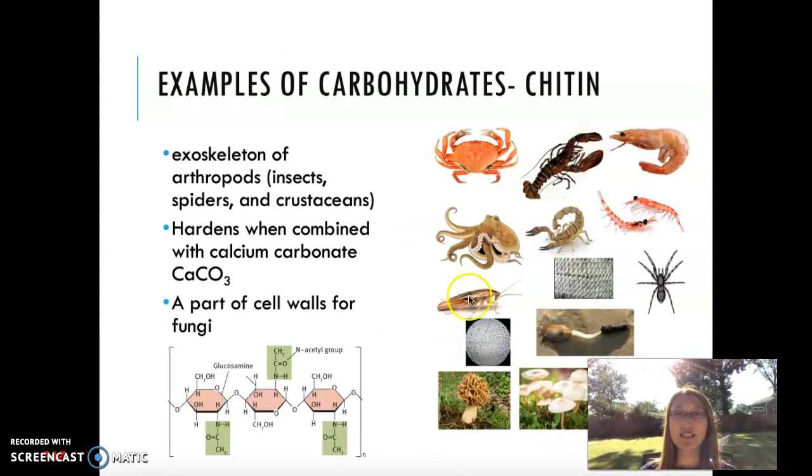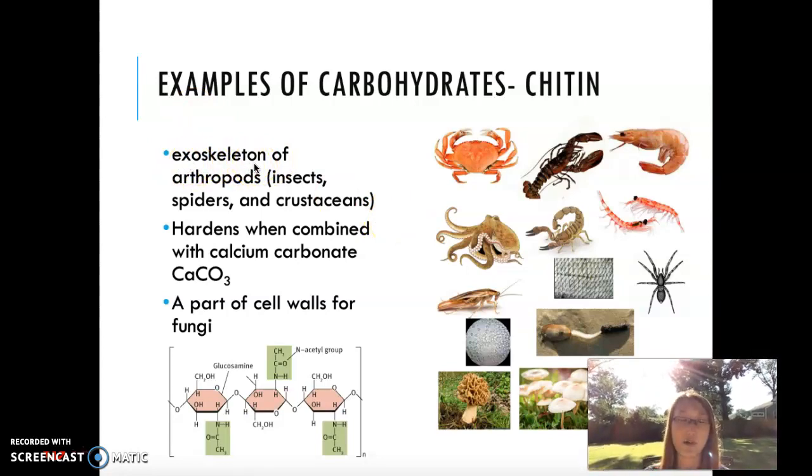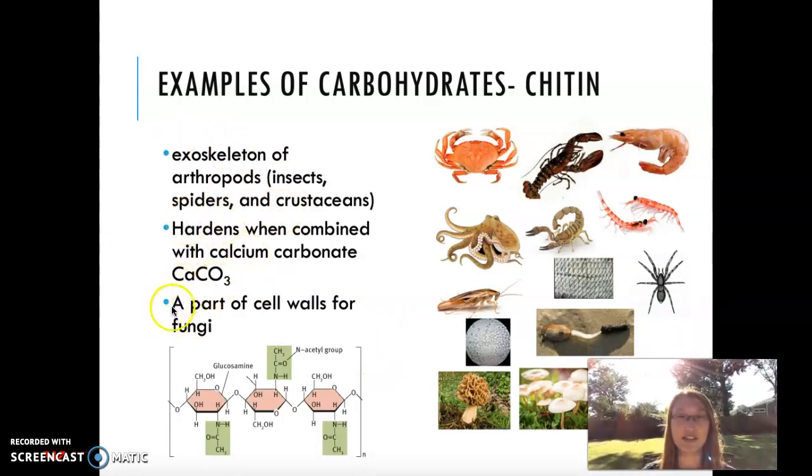All right. The next one is chitin. These are all kinds of animals that have chitin as their exoskeleton structure, a component of their exoskeleton. So there's a word exoskeleton, that just means the outside skeleton instead of our regular skeleton, which is inside our body. And then chitin is also a part of the cell wall for fungi.